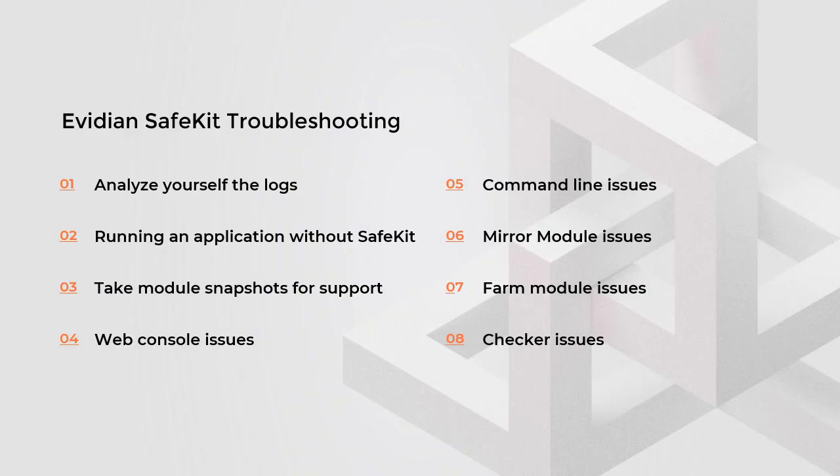Here is an outline of the different topics covered for Evidian SafeKit troubleshooting. In 1, we encourage you to analyze the logs yourself to identify and resolve potential issues. In 2, we explain how to run an application without SafeKit. In 3, we describe how to take module snapshots at a customer site and how to diagnose and resolve issues quickly from snapshots. In 4, we cover issues that can happen with the web console.